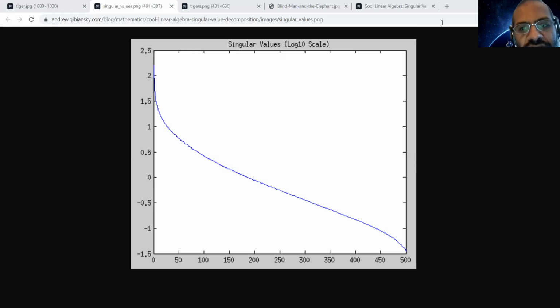So what I can do here, and here's the idea behind the image compression, is throw away all the singular values after some threshold, let's say 50.